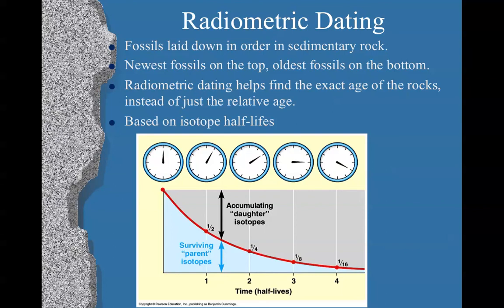Remember that fossils are typically laid down in sedimentary rock, and that the newer fossils are on the top and older fossils are on the bottom, which means that life forms that look like us are found higher up in the sedimentary rock, and more different looking things are found further down.